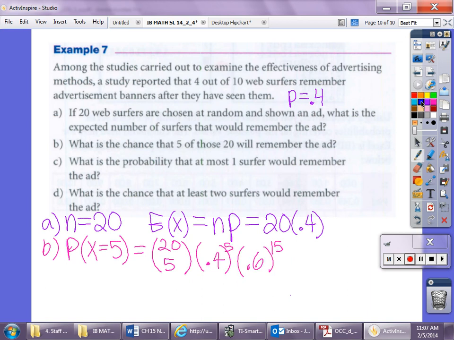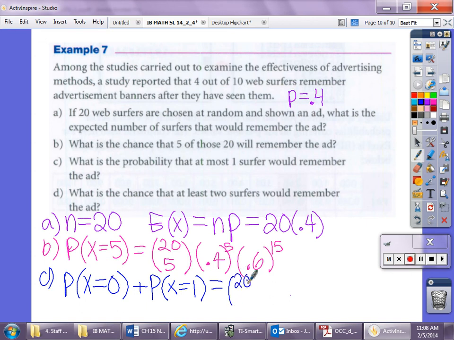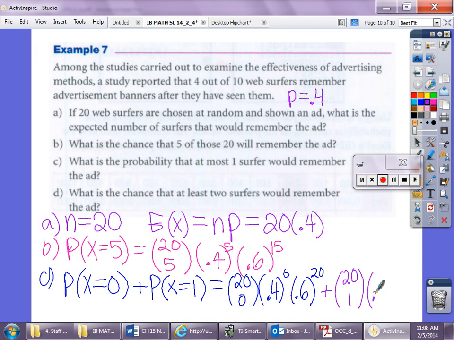Part C. What is the probability that at most one surfer would remember? At most. So that would be the probability that you have no surfers remembering plus the probability that you have one surfer remembering. And so that would look like probability of 0. So that would be 20 choose 0, 0.4 to the 0, 0.6 to the 20. And then the other one I'll do in purple, plus the probability of 1 would be 20 choose 1, 0.4 to the 1, and then 0.6 to the 19.